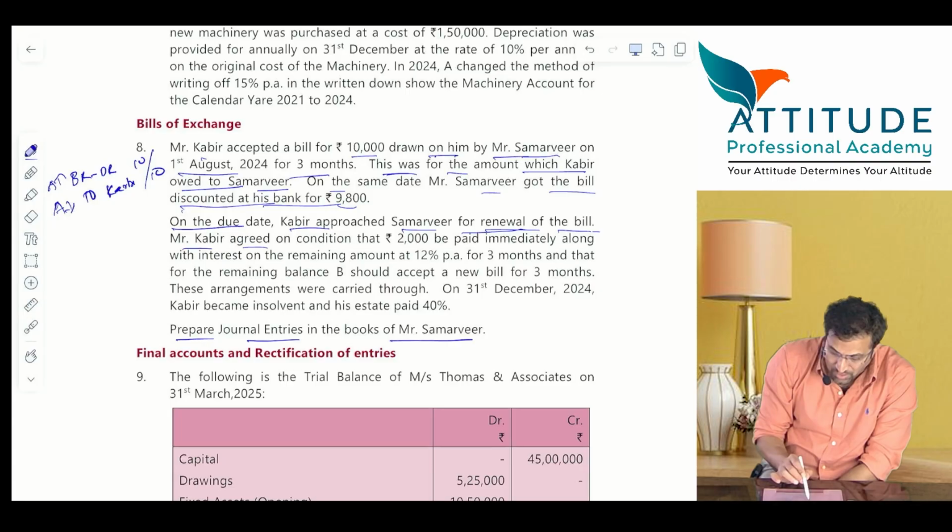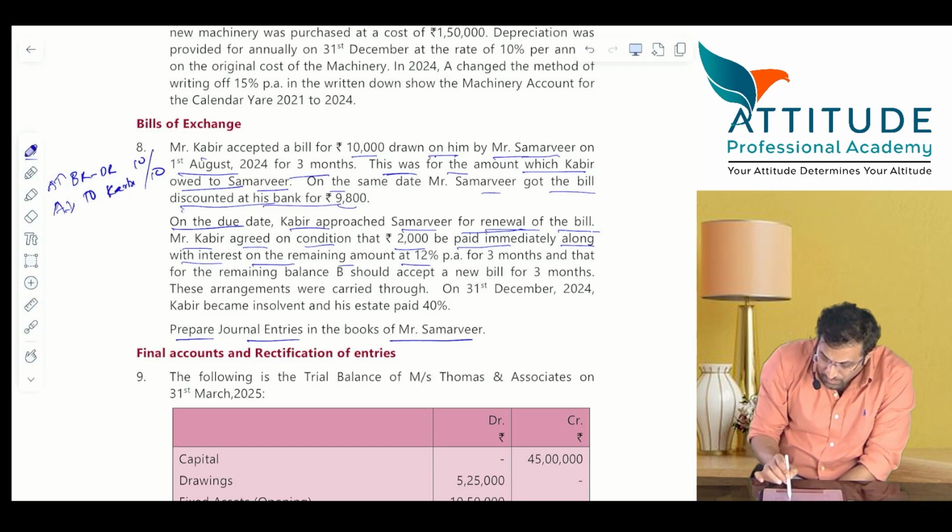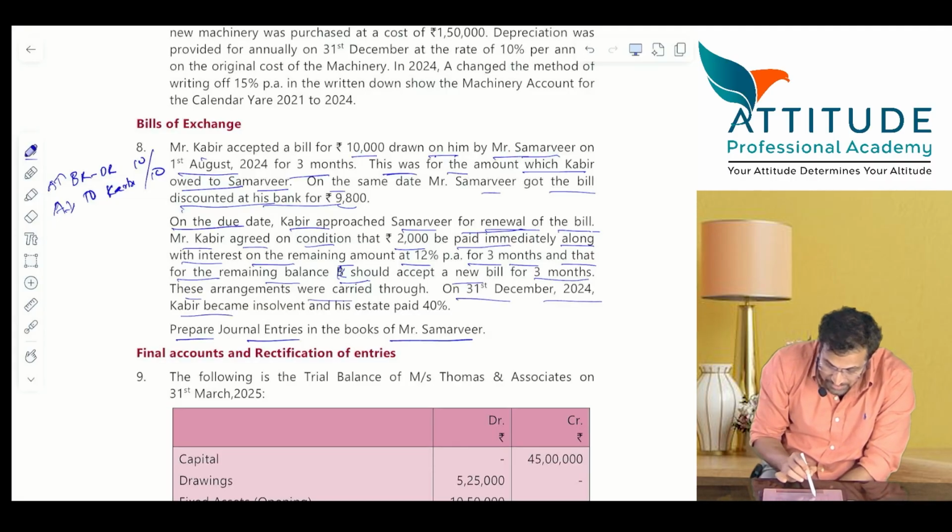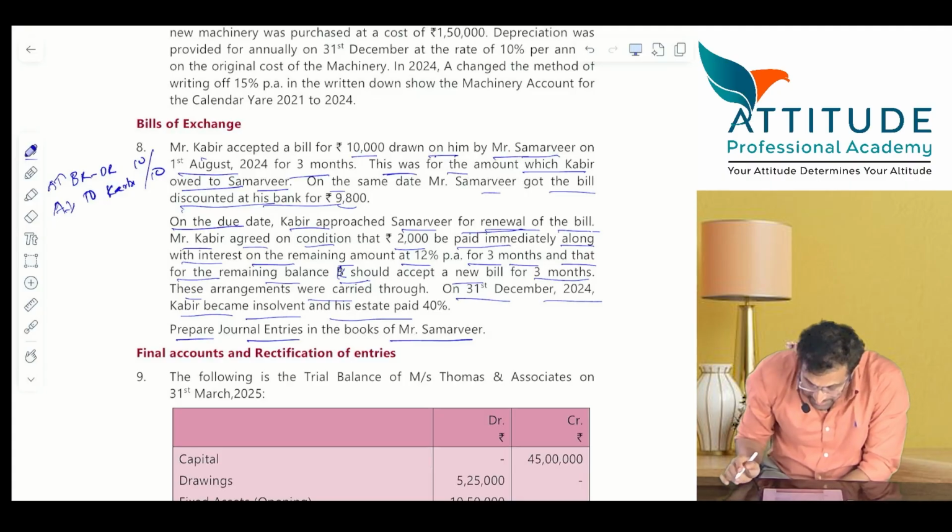Kabir agreed on the condition that 2,000 be paid immediately along with interest on the remaining amount at 12% per annum for 3 months, and that for the remaining balance Kabir should accept a new bill for how many months? 3 months. These arrangements were carried out on 31st December 2024. Kabir became insolvent and his estate paid how much? 40%.